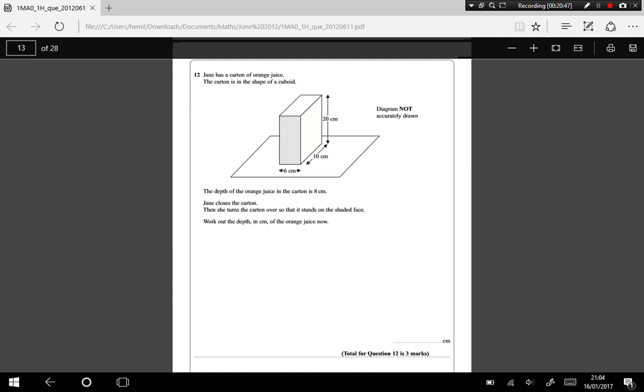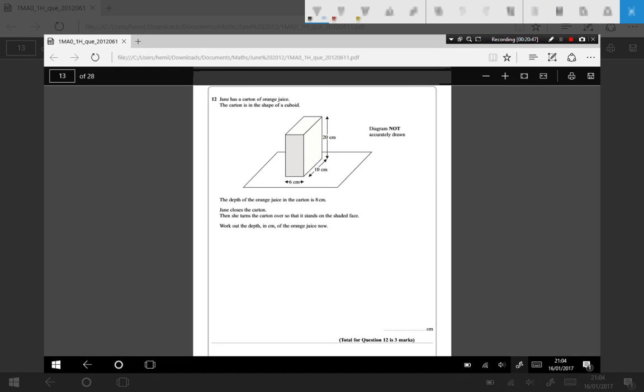And now heading to the next question, which is about finding the depth. Jane has a carton of orange juice. The carton is in the shape of a cuboid. The depth of the orange juice is 8 centimeters, so you know that this point is 8 centimeters. Jane closes the carton, then she turns the carton over so that it stands on the shaded face. Work out the depth in centimeters of the orange juice now.